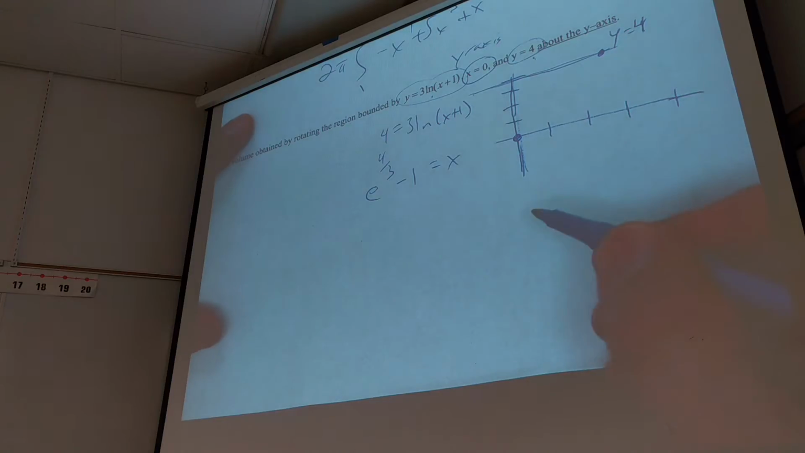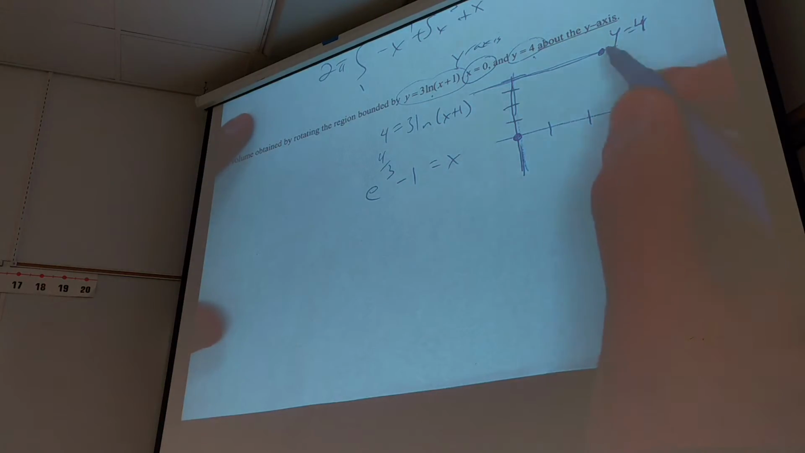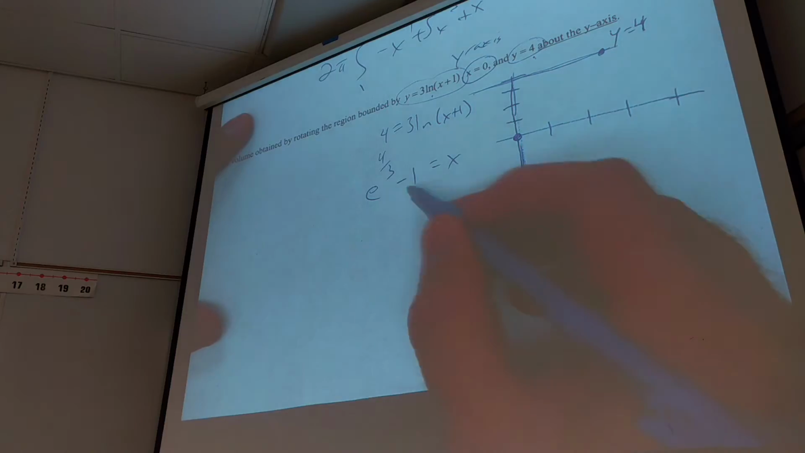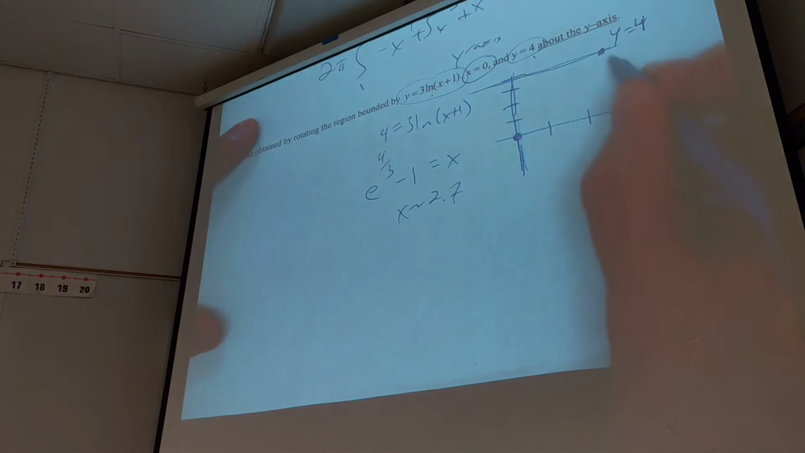Is that about between 2 and 3 for the e to the 4 minus 1? Yeah, it's like 2.7 for x, right? Just to see about where that is, where it hits. And then what shape does it take on in the middle?